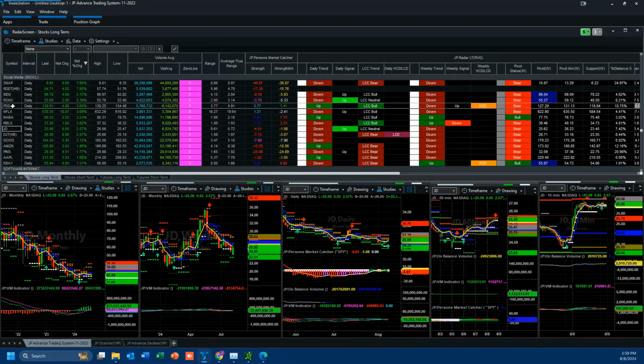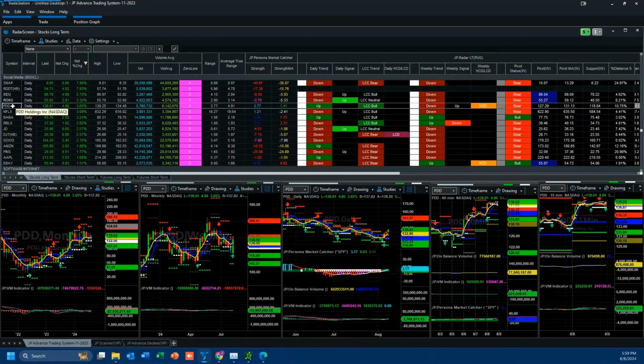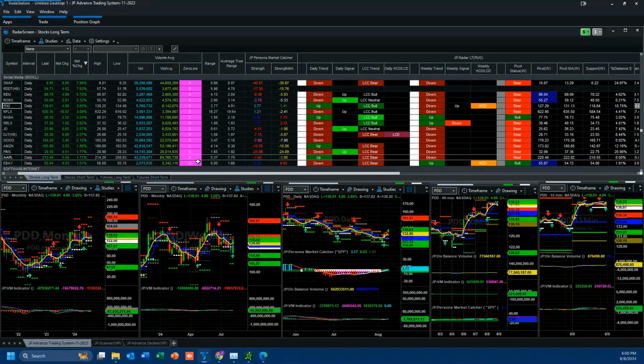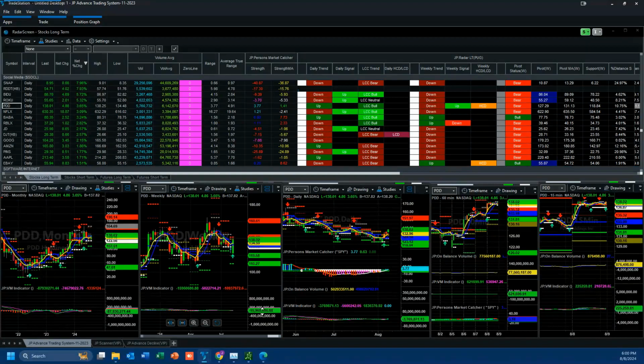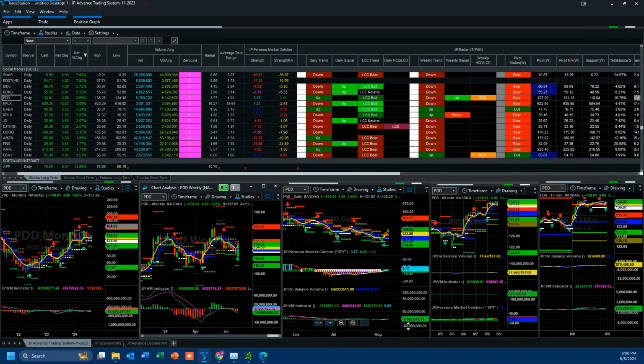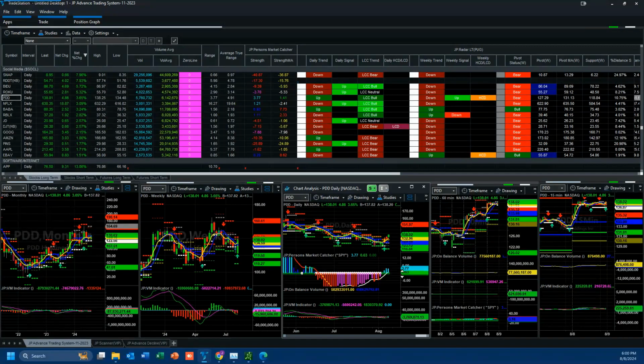But if you're going to buy a Chinese stock, PDD Holdings has Temu, which is, I guess, sales-oriented products through Amazon and online. This one's going to form a weekly buy signal. That's a very strong buy signal on improving volume and the PMC relative strength improving.